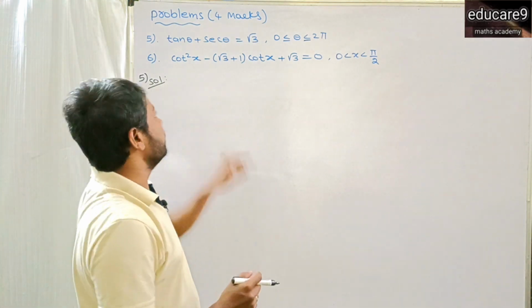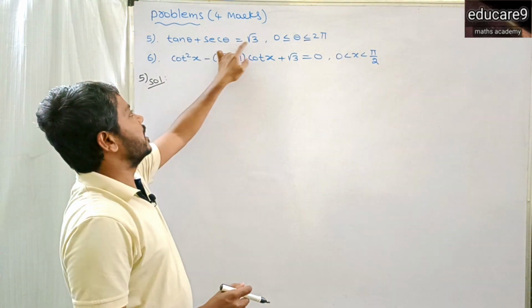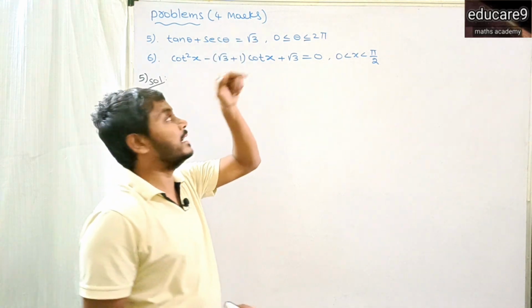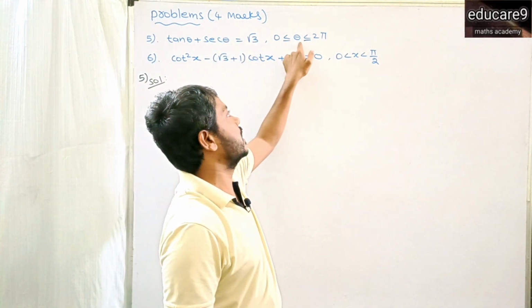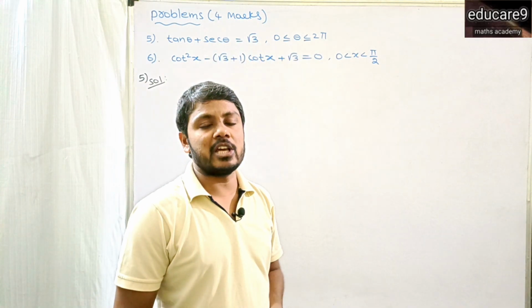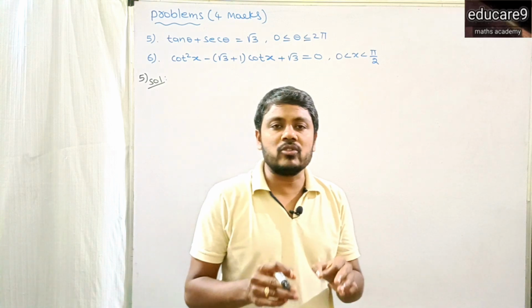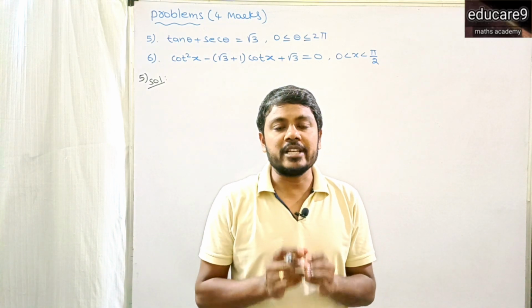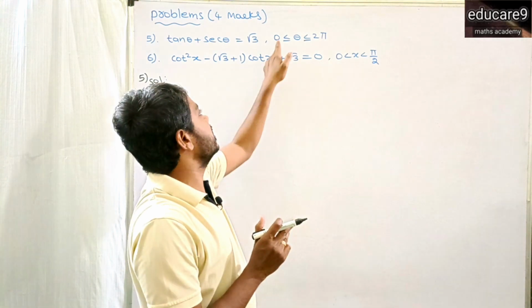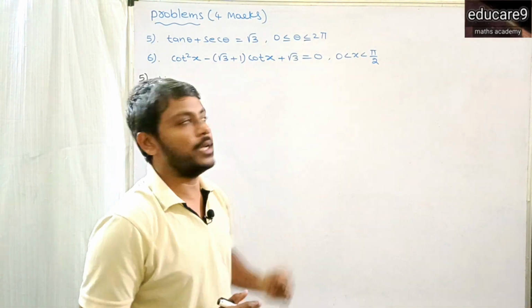See the question number 5. Tan theta plus secant theta equal to root 3, and also the given interval, that is 0 is less than or equal to theta is less than or equal to 2 pi. So we need to find the solutions that lie in the interval 0 to 2 pi.